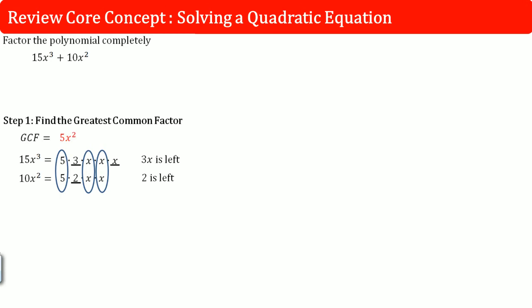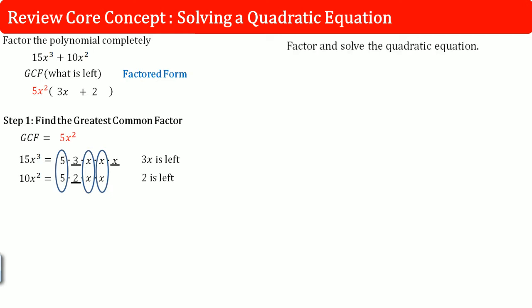What I underlined is what is left. So 3x was left over from the 15x cubed, and 2 was left from the 10x squared once we pull out the greatest common factor. So you can write in factor form 5x squared, which is the GCF, parentheses, what is left over. 3x was left over from the 15x cubed, plus 2, that 2 was left over from the 10x squared. This would be the factored form. This is when we extract that GCF.